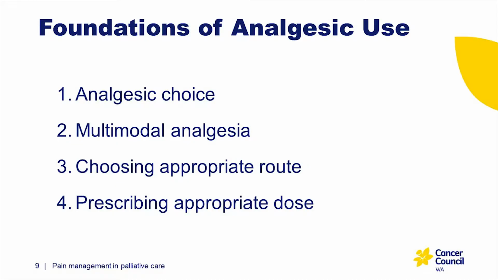And of course, things like social supports and people actually providing support to them will also be very beneficial. When we're talking about analgesic use, there's some basic principles that we need to think about. So we need to think about the analgesic medication that we're choosing. We need to look at multimodal analgesia, so using different medications that work in different ways to help moderate the pain. We need to choose an appropriate route, something that's going to be absorbed into the patient's body and work well for them. And we need to make sure we're using an appropriate dose.